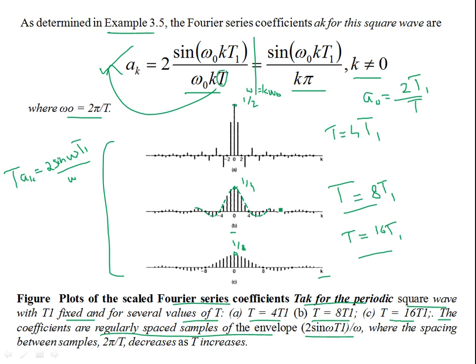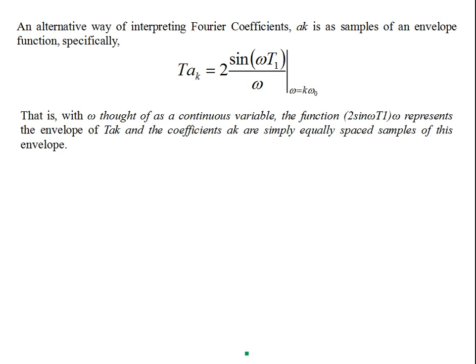If you go on increasing capital T, the period, then for the envelope T ak, the samples become more and more bunched together. The spacing between the samples, 2 pi by T, decreases as T increases, so you have more samples and the spacing is decreasing. An alternative way of interpreting the Fourier coefficients ak is as samples of the envelope function, which is twice sine omega T1 over omega, where omega is k omega naught.